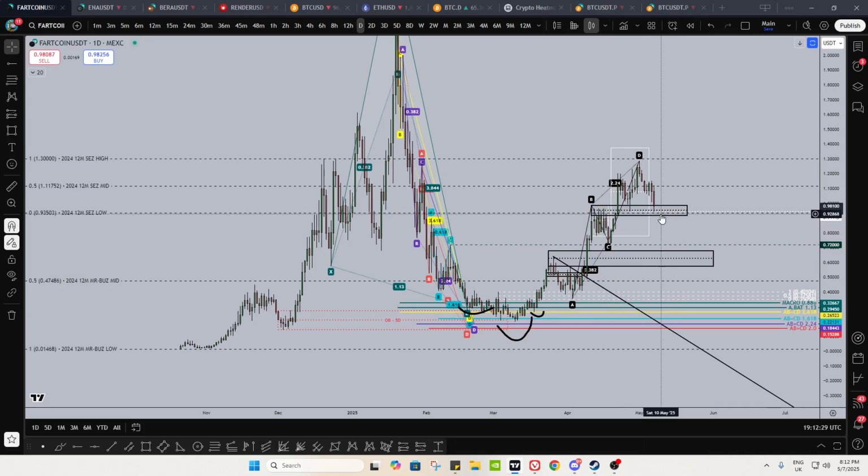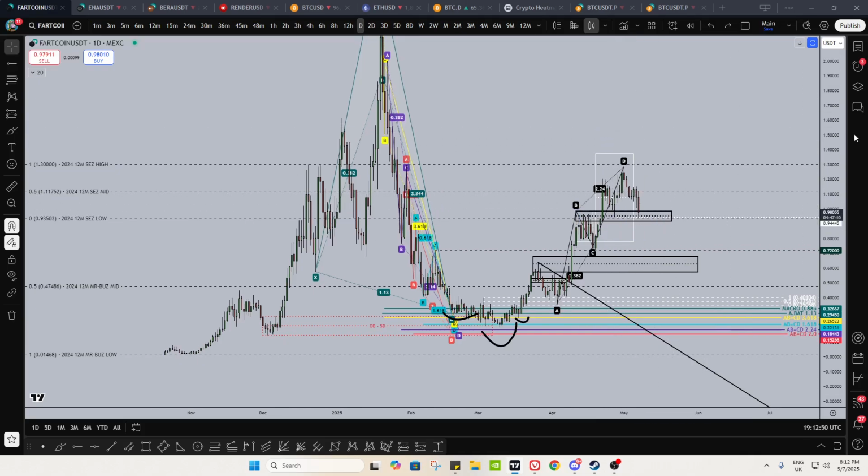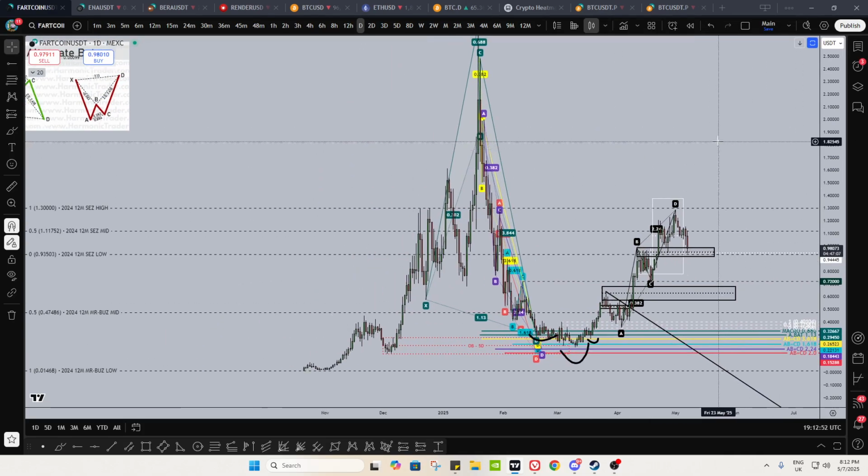If you go and lose this, then yeah, that's it. Cut this. Look for lower. You don't want to be holding this when you are below this, because chances are you're probably going to visit these lows again. Probably going to get that retest at that point. But as long as you hold this, you've got scalp the swing long opportunities. As long as you're above this 2024 12-month seller zone low, you have got scalp the swing opportunities to the upside. So that's Filecoin, bro, for you.